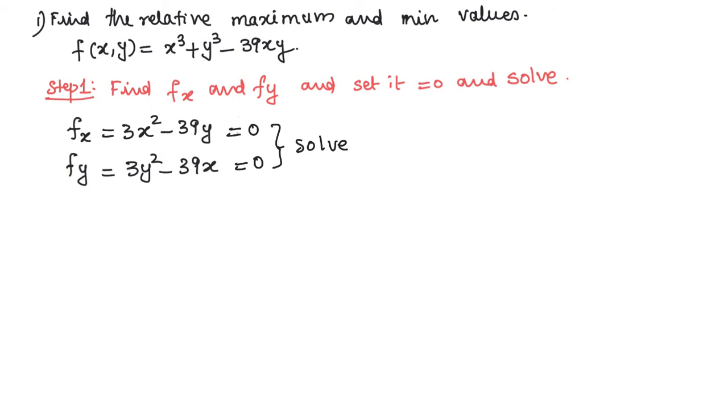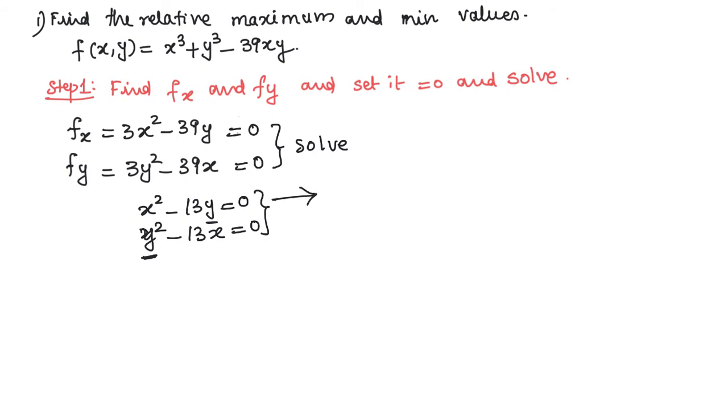We can divide both sides of the equation by 3. So this will become x squared minus 39 divided by 3, which is 13y, equals 0. And the second equation becomes y squared minus 13x equals 0. So this is a system of equations. We can use the substitution method. So I'm going to solve for y here and substitute here.